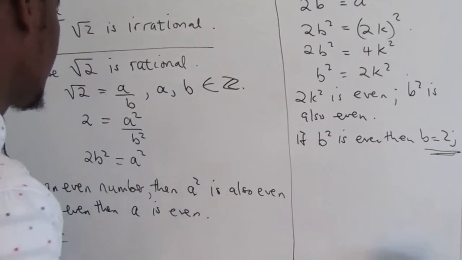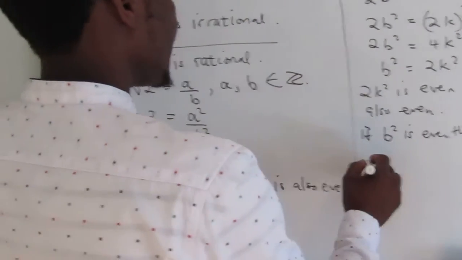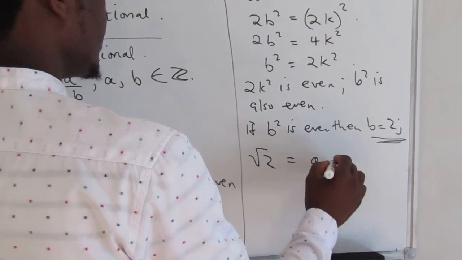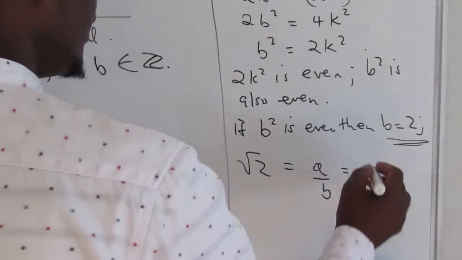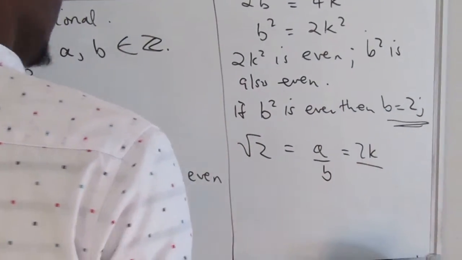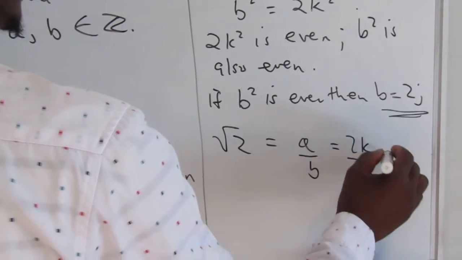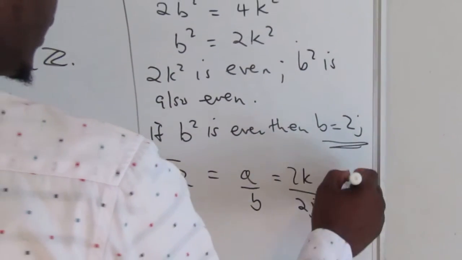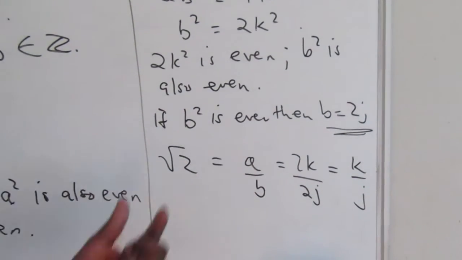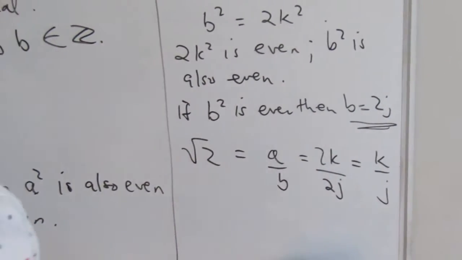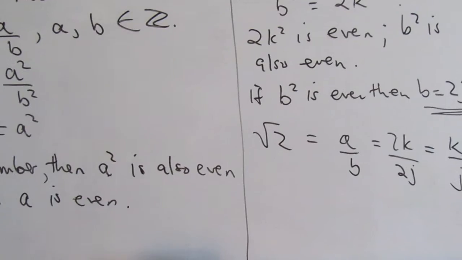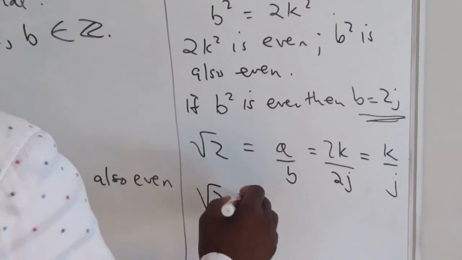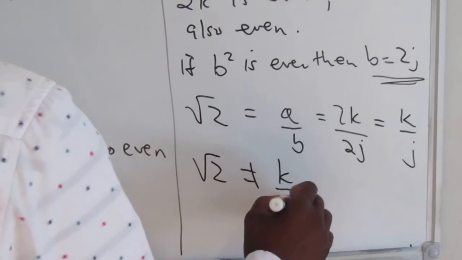Then we can take that equation back, which assumes that square root of 2 is equivalent to a over b. This is equivalent to a is 2k over b is 2j. If we cancel here, we can get k over j. So the square root of 2 is equivalent to k over j, which is meaningless. Square root of 2 cannot be written in the form k over j.